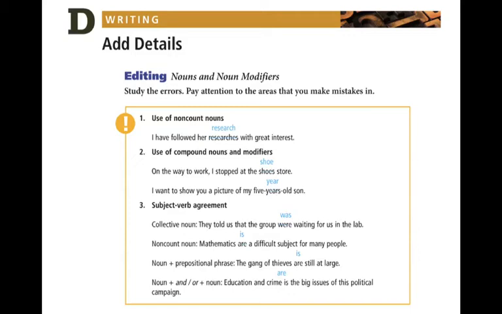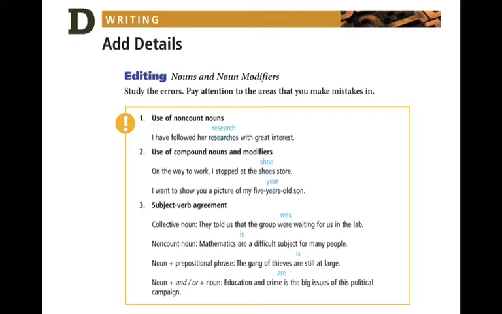Part D, writing. Add details. Yes. Editing nouns and noun modifiers. Study the errors and then pay attention to the areas that you make mistakes in and try to avoid them. 1. Use of non-count nouns.